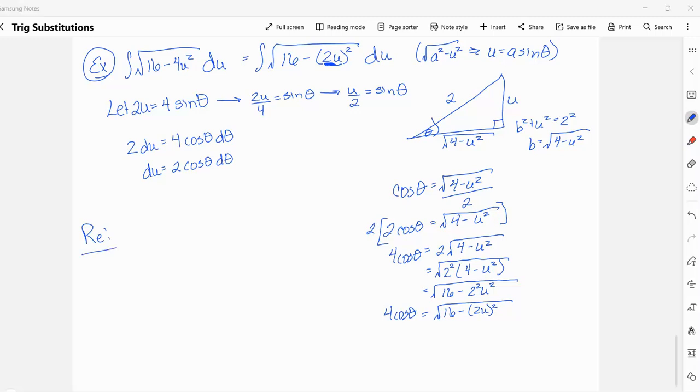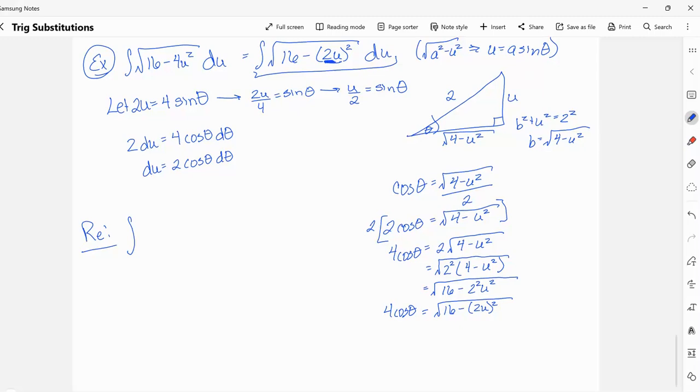This is what we were trying to integrate. I'm going to look at this guy. So I am integrating that square root, which is the same thing as 4 cosine of theta, times du, which is 2 cosine of theta, times d theta, which is an 8 cosine squared theta, d theta. We're going to use a power reduction formula to substitute in.